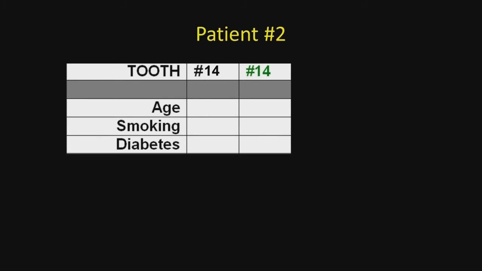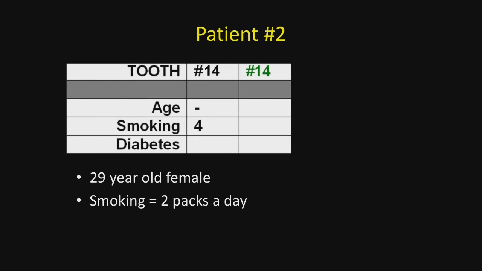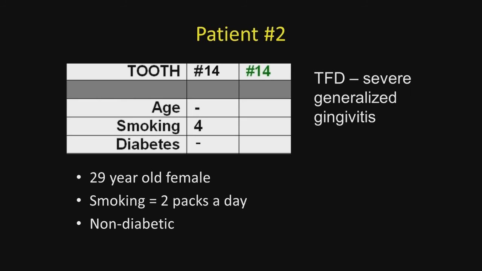Now let's look at patient number 2. And this is where we as dentists become the doctors of the mouth. And this is a patient you general practitioners are going to see often in your practice. We're dealing with patient number 2, who is a 29-year-old female. So therefore, that is a dash. It's on tooth number 14. This patient is smoking 2 packs of cigarettes a day. We put a 4 on that. And the patient says that she's not diabetic. But let's look a little deeper.